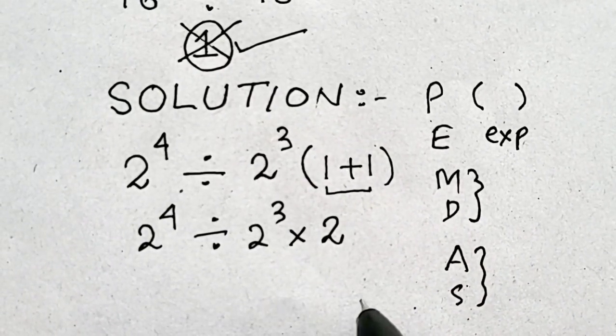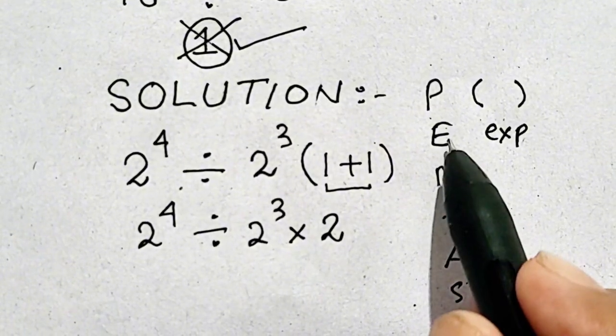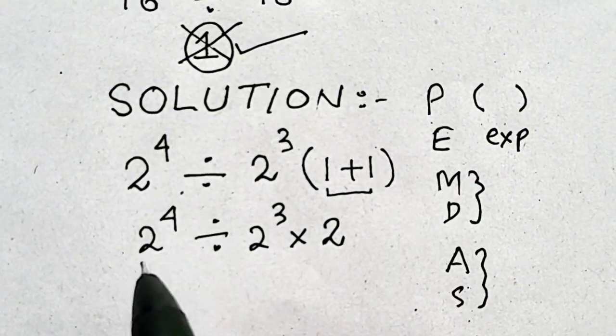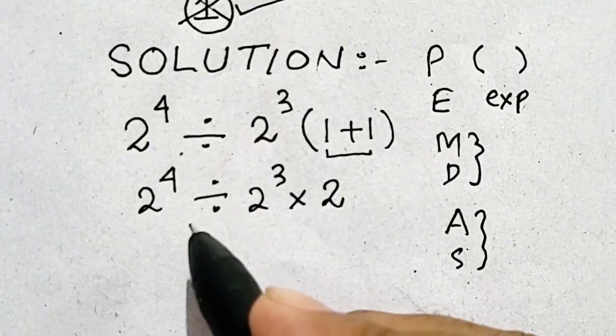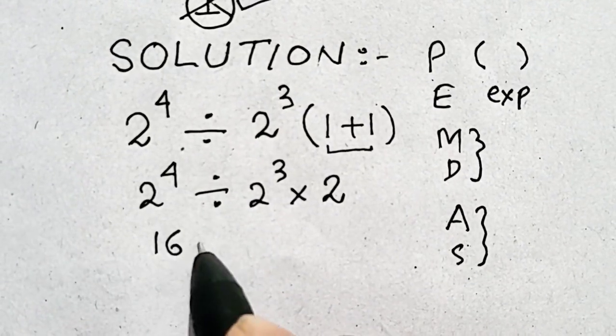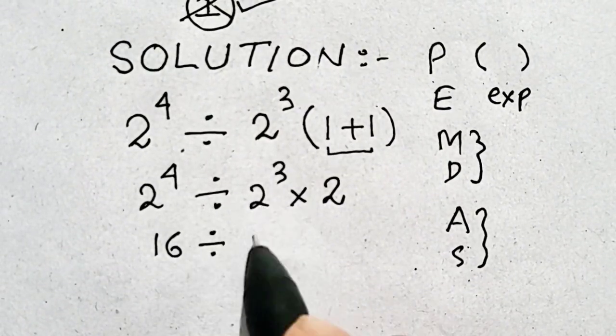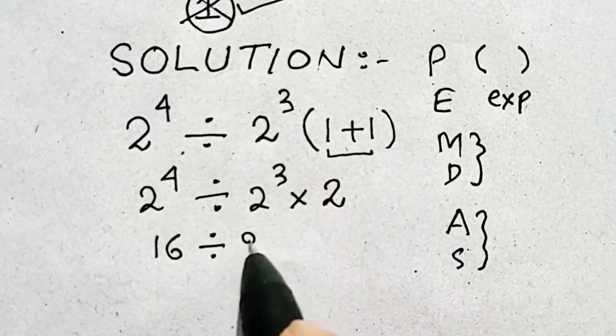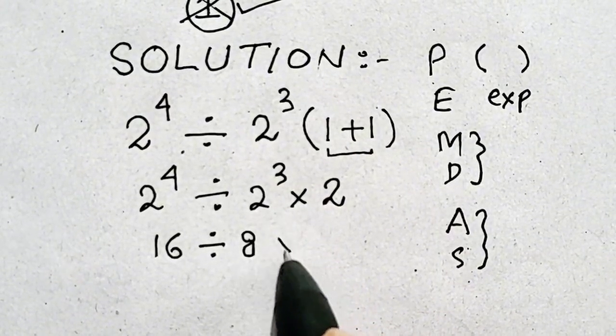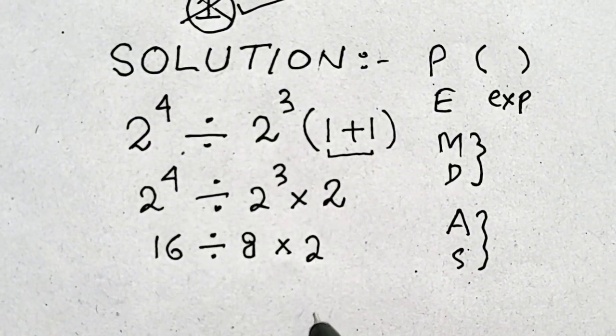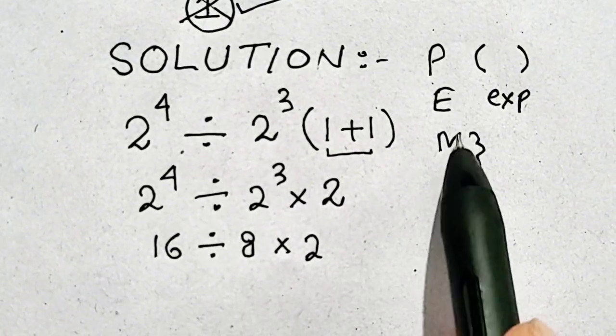Now exponent is there. Here is the exponent, which will become 16, divided by 2 cube is exponent, gives us 8, times 2. Now we have multiplication and division.